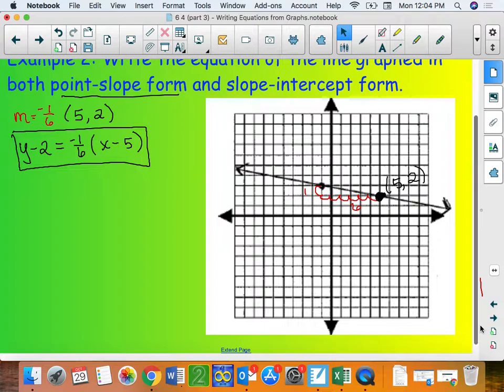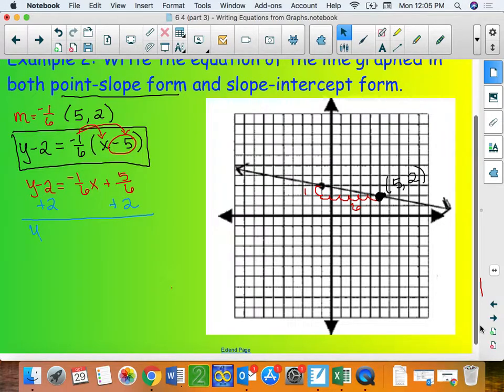Now we're going to put this in slope intercept form. So the first thing I need to do is distribute across the parentheses. So negative 1/6 times x is negative 1/6x. Negative 1/6 times negative 5 would be a positive 5/6, and then I'm going to bring down y minus 2. And then my final step would be add 2 because we're trying to get y by itself.